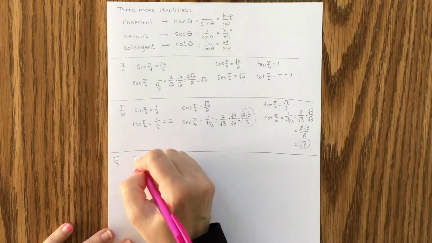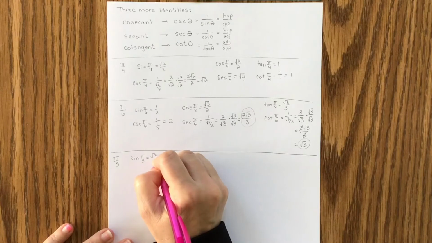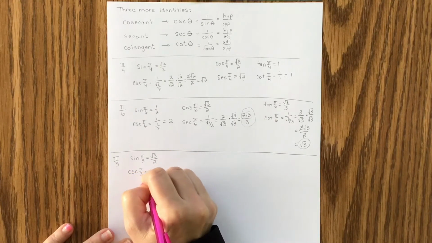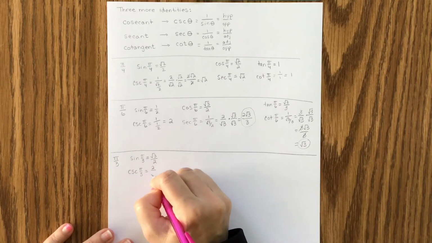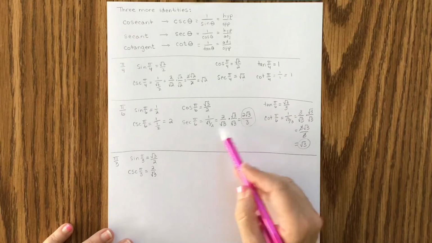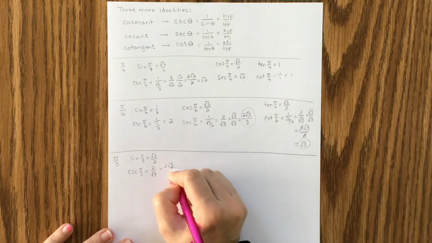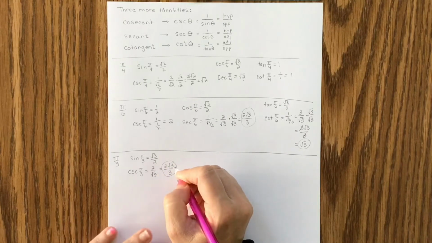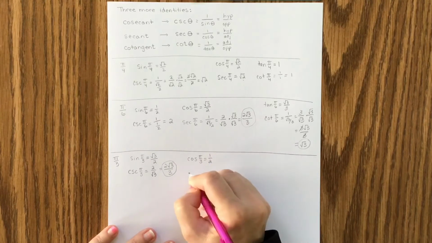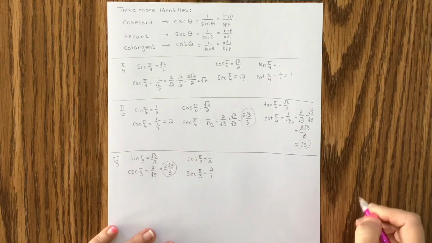At angle pi over 3, the sine of pi over 3 is root 3 over 2. So the cosecant of pi over 3 is the reciprocal of that, or 2 over root 3. We saw this earlier with secant of pi over 6. When we rationalize it, we'll get 2 root 3 over 3. The cosine of pi over 3 is 1/2. So the secant of pi over 3 is the reciprocal of that, which is 2.